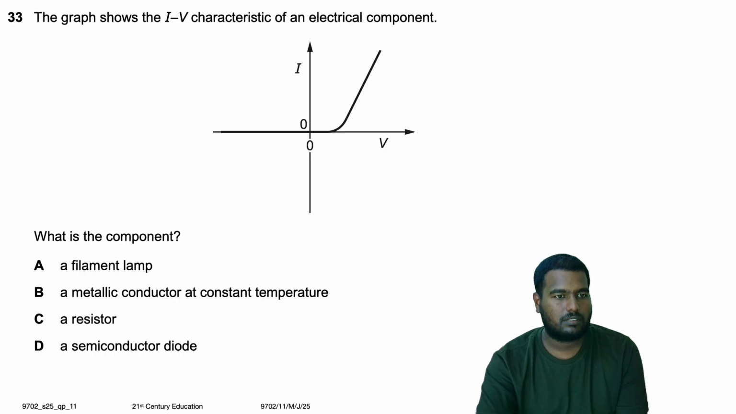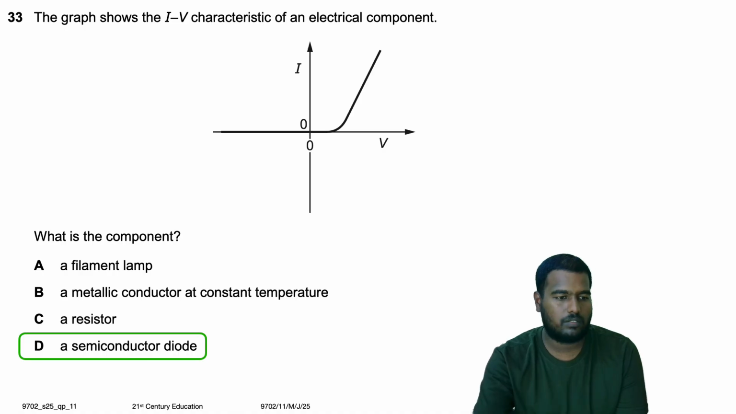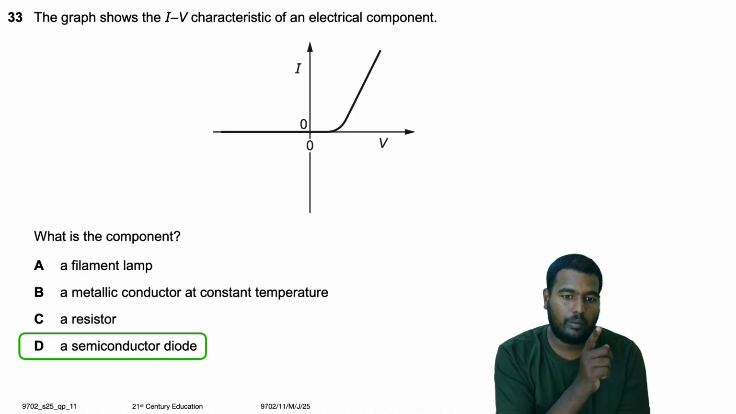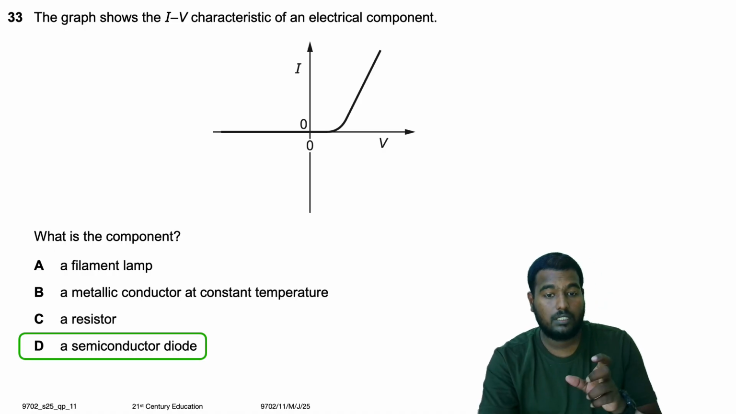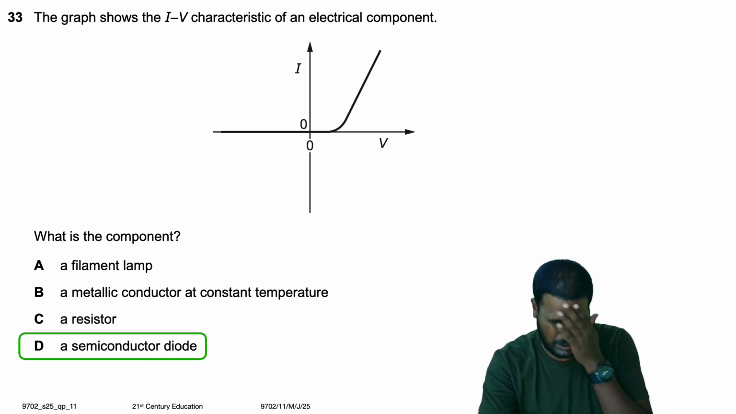The graph shows it's a semiconductor diode. Someone may think it's a filament lamp, but even in the opposite direction, a filament lamp will conduct current. So it's not a filament lamp. Why is it a semiconductor diode? In only one direction does it allow current; despite negative voltage, it doesn't allow current. That's a diode.